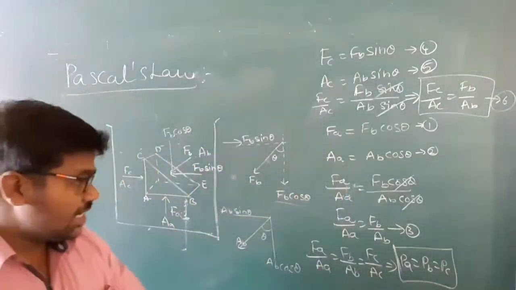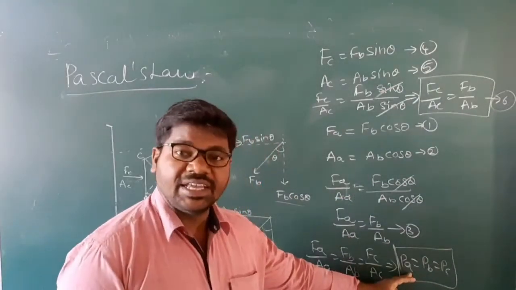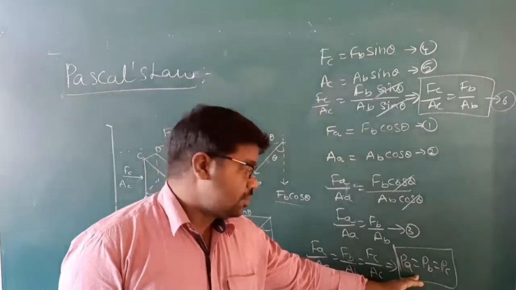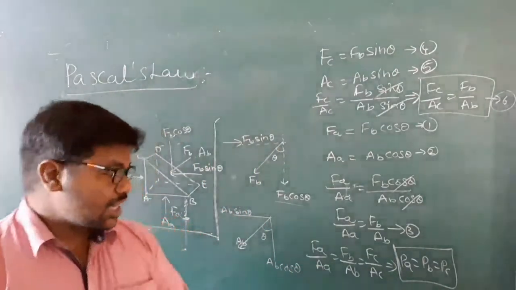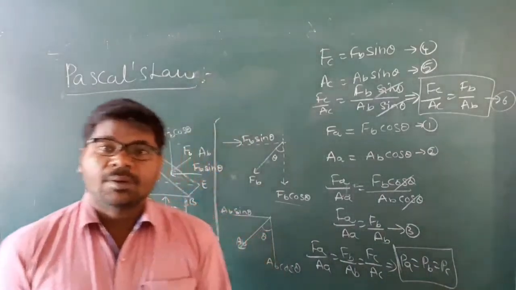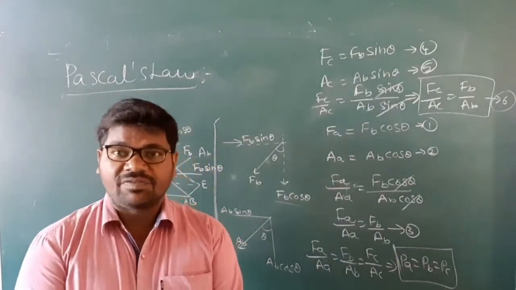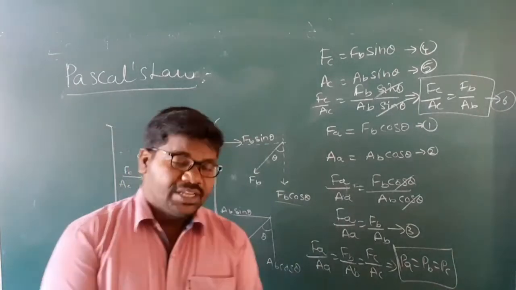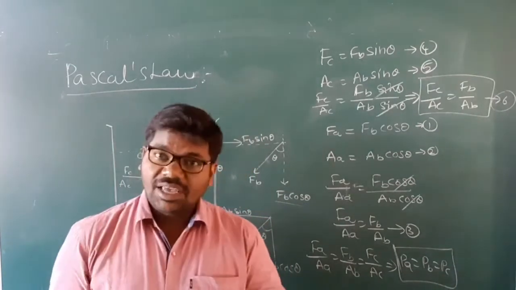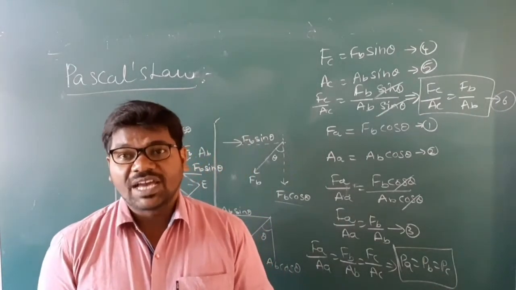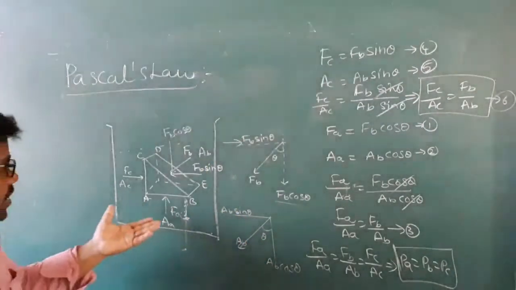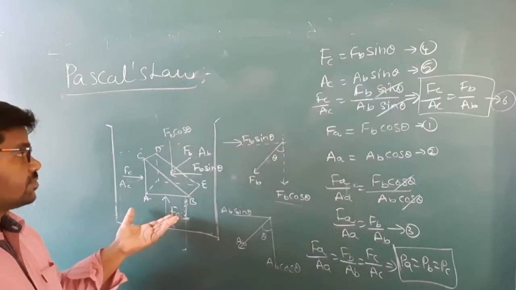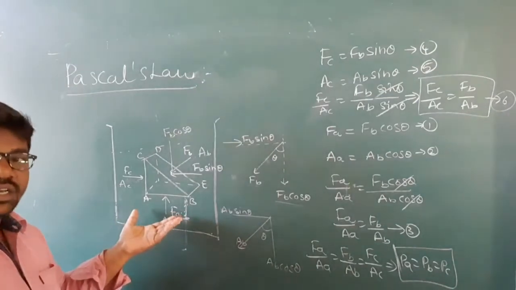According to this, pressure at A is equal to pressure at B is equal to pressure at C. Understand, my children? So pressure in a static fluid is the same at all points which are at the same height. Understand, my children?